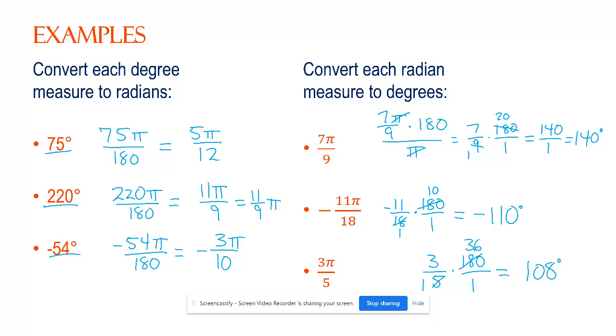So when you're going from degrees to radians, you set up a fraction with a pi on top and the 180 on the bottom, and then you just simplify the numbers as much as you can. When you're going from radians to degrees, the pi ends up canceling out, and you take whatever fraction is left and multiply that by 180, and then simplify if you need to. So that is degrees to radians, radians to degrees.